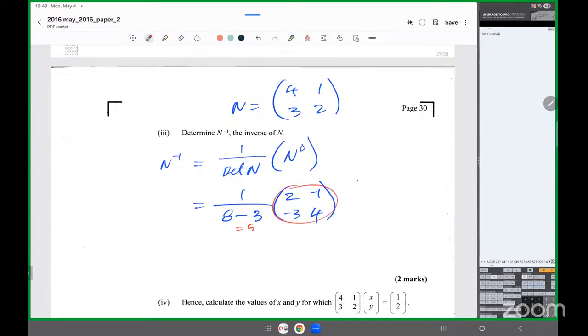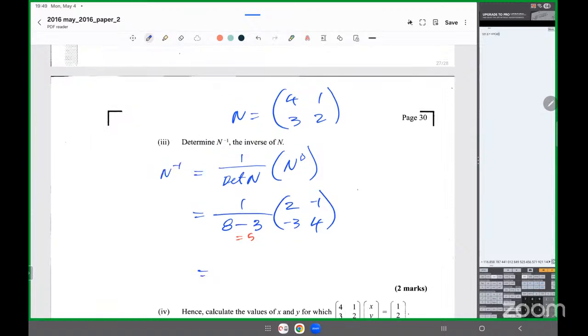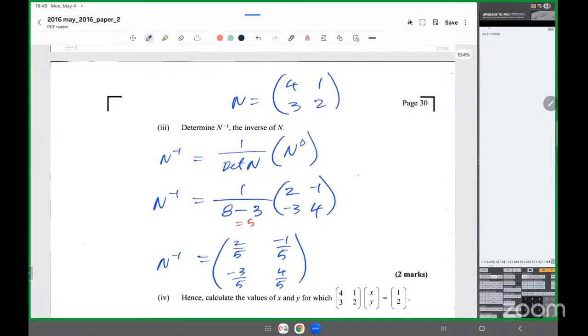So now you're going to divide each of those values by the 5 to get the inverse matrix. So that becomes equal to 2 over 5, minus 1 over 5, minus 3 over 5, and 4 over 5. That now is your n to the minus 1 matrix. If you have used n to the minus 1 in any calculation going forward, use this one with the 1 over 5 outside. Leave 1 over 5 outside for last.